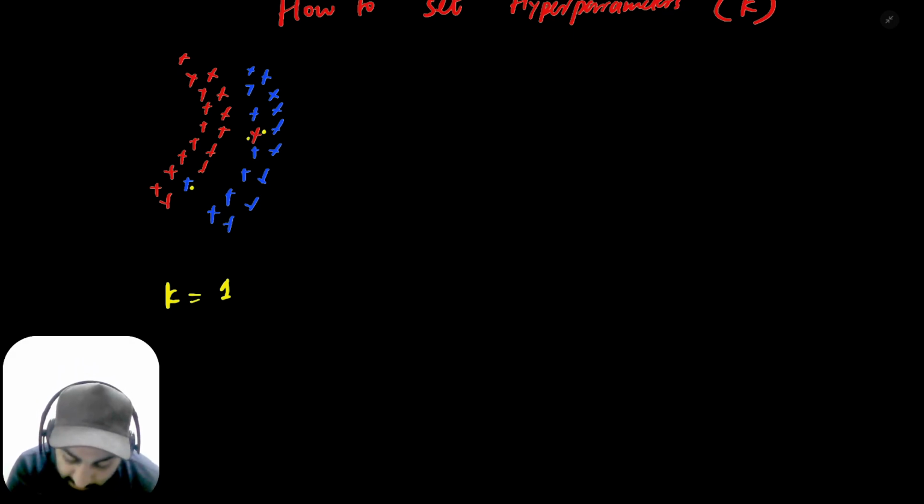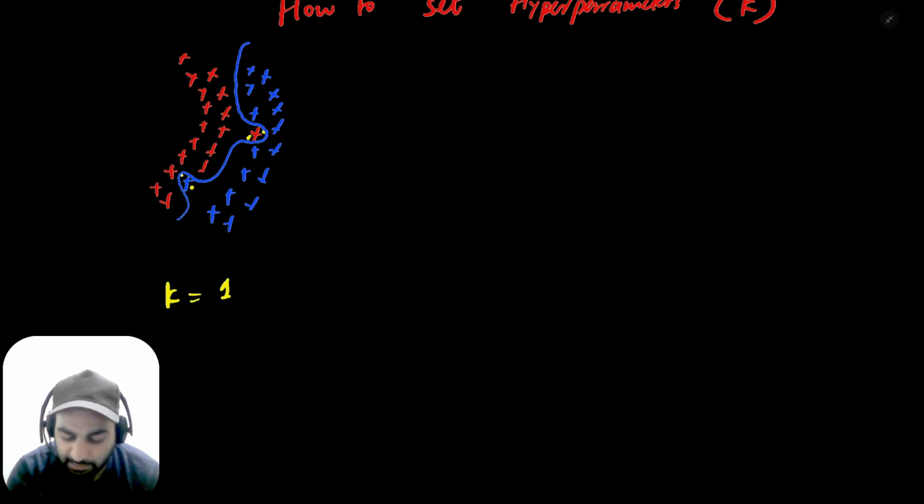Similarly, for the points which are in the vicinity, this point, similarly this point, it will say it is in the blue cluster. So if you check for all the points in your vicinity, you'll get a curve like this. This is the curve you'll get. Maybe I'll draw this curve with some other color. This is for K is equal to 1. This is what we call the decision surface.